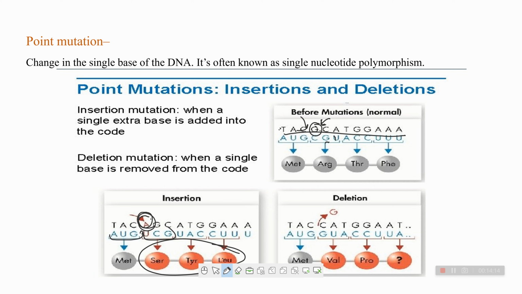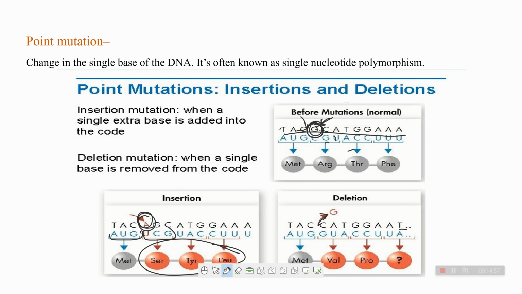Then the function of the protein will also be changed, right? In the deletion process, what happened? Here there is a deletion of one nucleotide. Deletion of one nucleotide means this guanine will be deleted. See, here this guanine will go away. After deletion of this guanine, the frame of the nucleotides will be shifted, and after the change, this codes for methionine, valine, proline, and here some other codon.